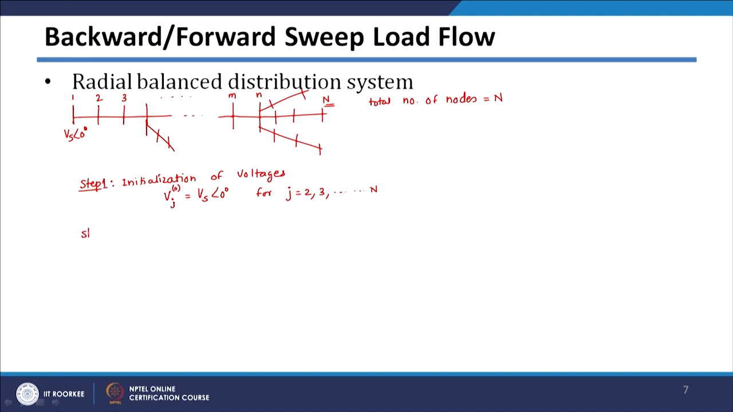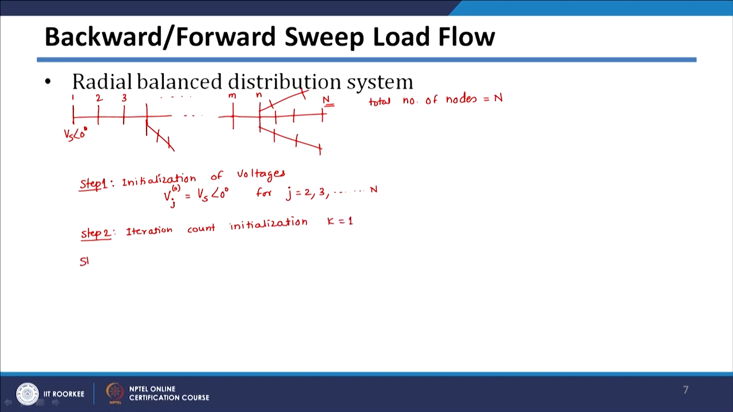Then step 2, initialize your iteration count. So, iteration count initialization. Here I am setting k equal to 1, so it is the first iteration.